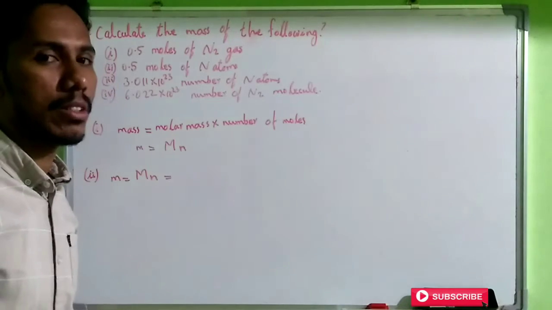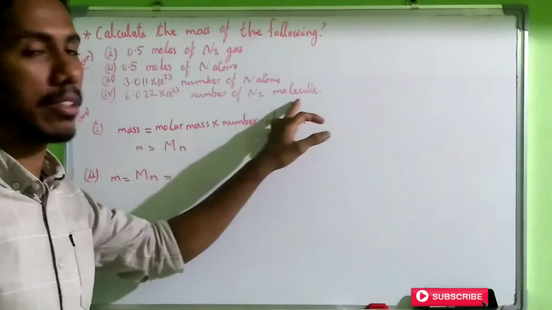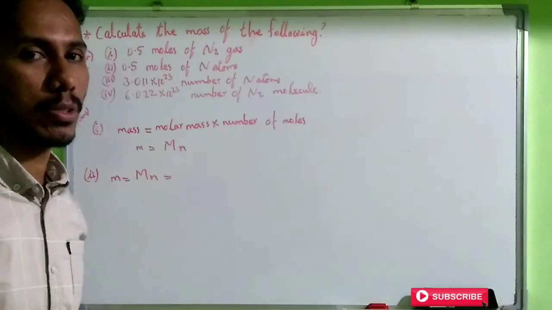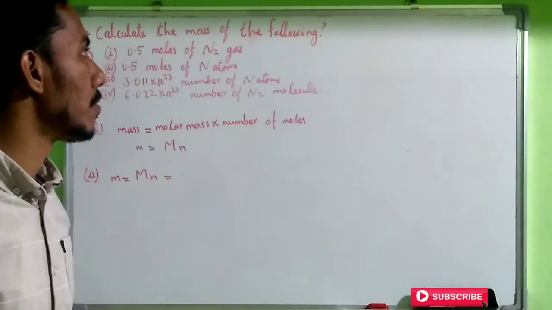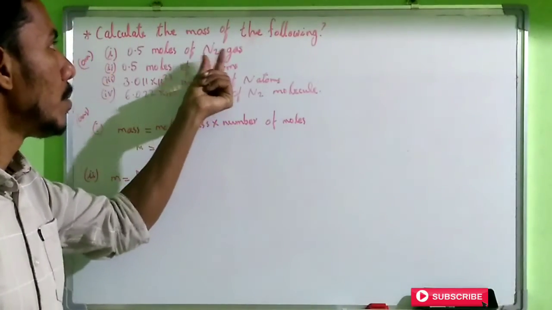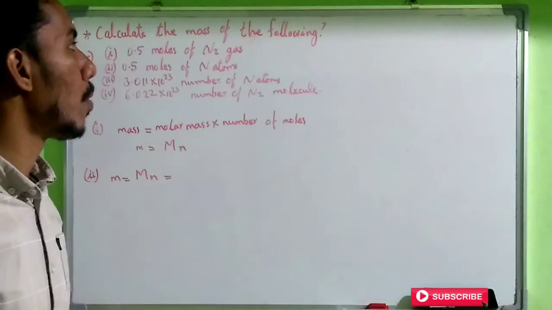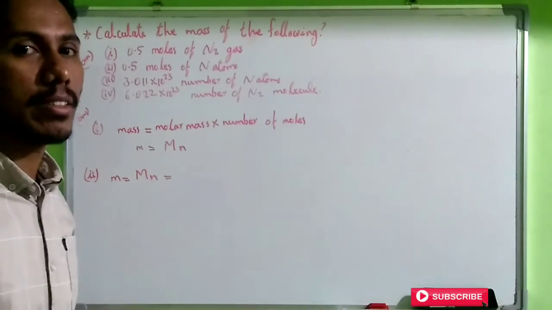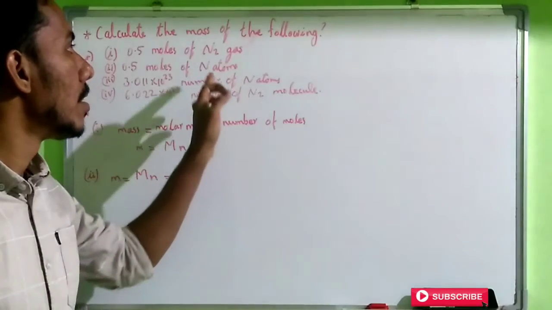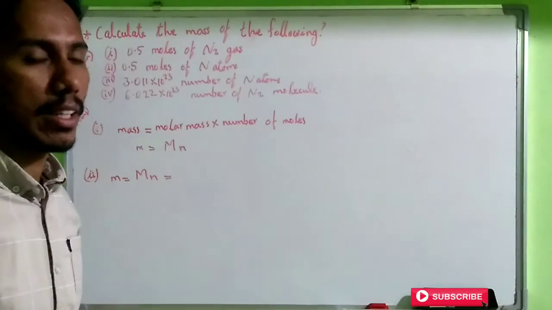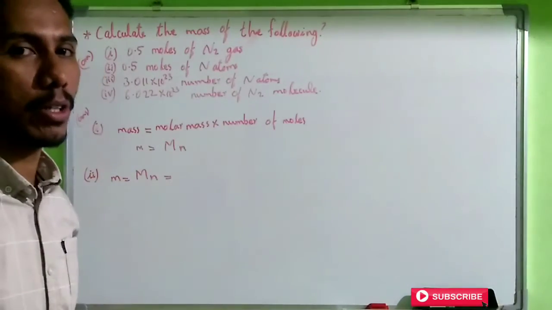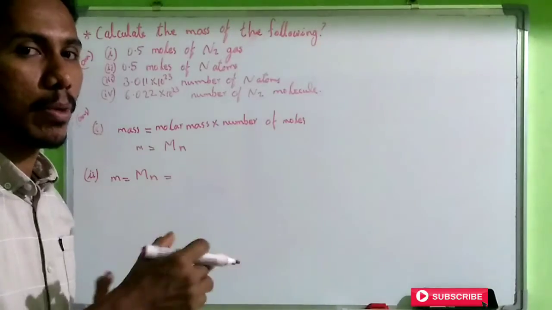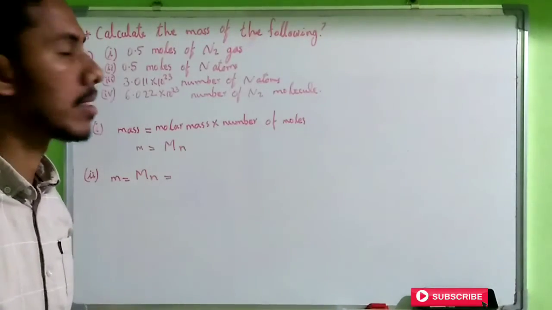6.022 into 10 raised to 23 number of nitrogen molecules, N2 molecules. Here there is a confusion. N2 gas is a molecule. There is a difference between molecule and atom. Nitrogen is an atom, N2 is a molecule. So molecular mass and atomic mass.